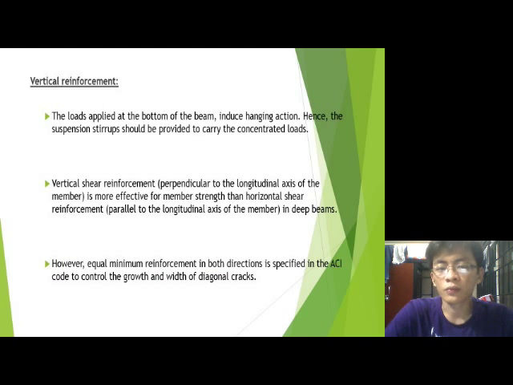Coming to the vertical reinforcement, the load applied at the bottom of the beam induces hanging action. This is due to the self-weight of the deep beam. Hence, suspension stirrups should be provided to carry the concentrated load. Vertical reinforcement is more effective for member strength than horizontal shear reinforcement in deep beams. However, equal minimum reinforcement in both directions is specified by the ACI code to control the growth and width of the diagonal cracks developed.